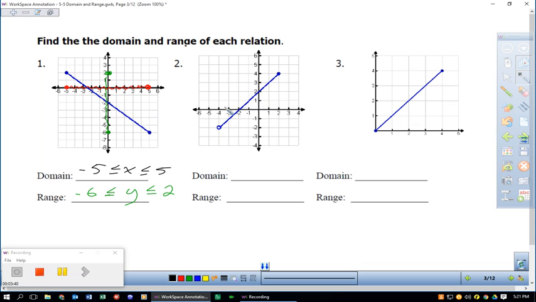Number 2, we go domain. We start at negative 4. It's open at negative 4, and it goes all the way until you get to being closed at positive 2. So we have negative 4 is less than x, less than or equal to positive 2. And then range, bottom to top. The lowest it gets is down here at negative 2, and it's open. It goes all the way until you get closed at positive 4. So we have negative 2 is less than y, less than or equal to 4.